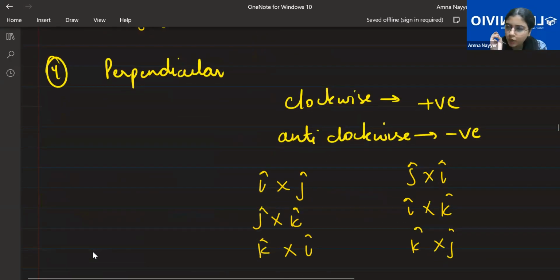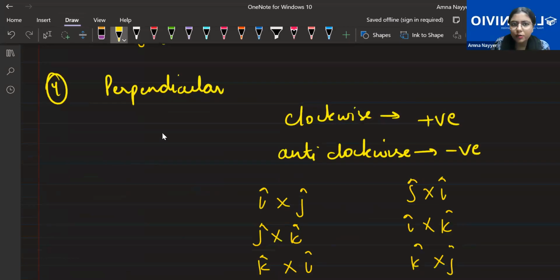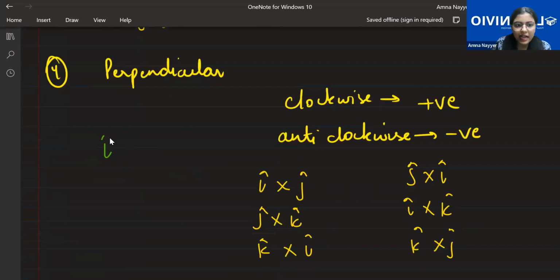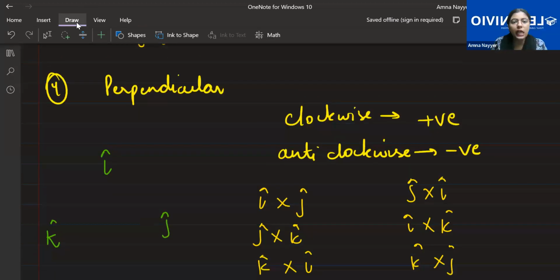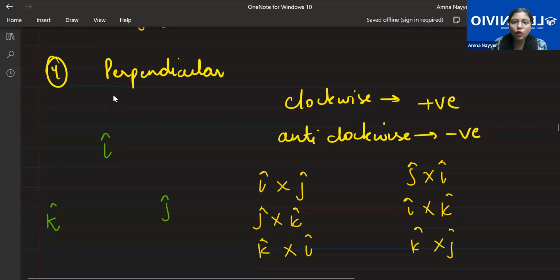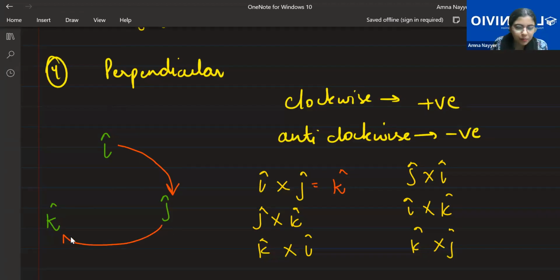See, there's a very good technique. If you understand this, you'll be able to remember this throughout. What you do, just mark i cap, j cap, and k cap in the corner of your register somewhere, like this, in this triangular form. And then what you do, start going clockwise. Okay, let's go clockwise. If I say i cross j, it will give me the third leftover quantity, which is k cap.